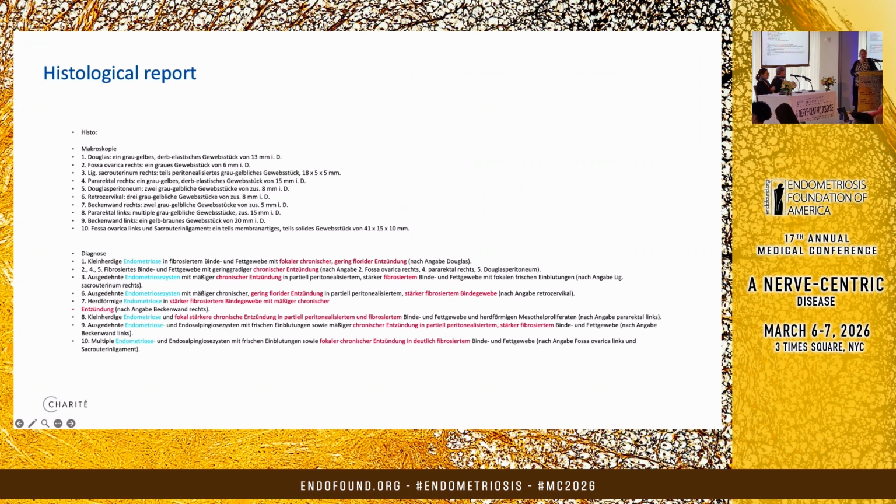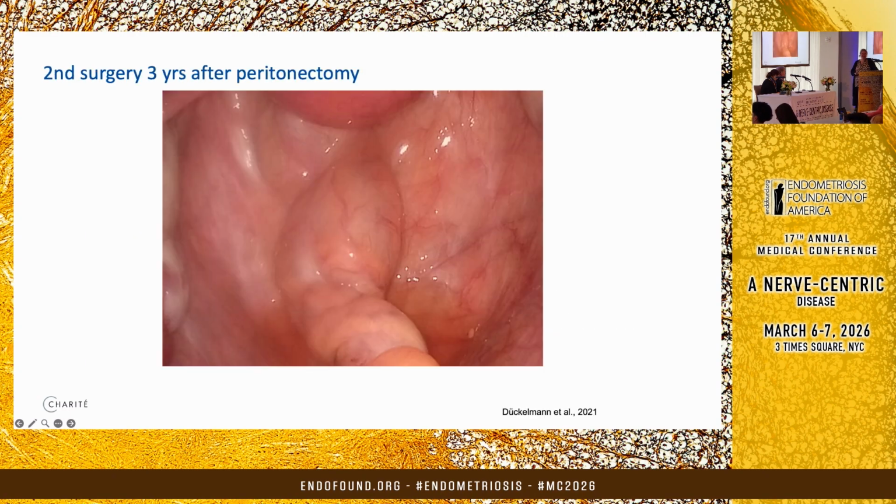Yes, and when we ask our pathologist not only for endometriosis, but also for inflammation, I'm sorry, it's in German, but the red is the inflammation. Everybody can understand that it's not only endometriosis, there is also inflammation present. Please ask the pathologist for the inflammation in the lesions.